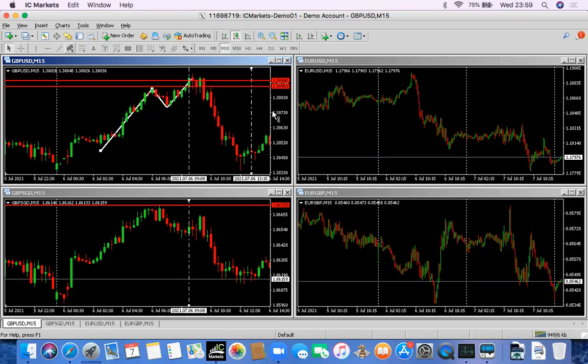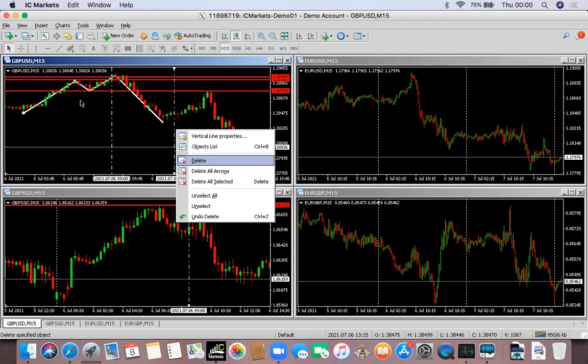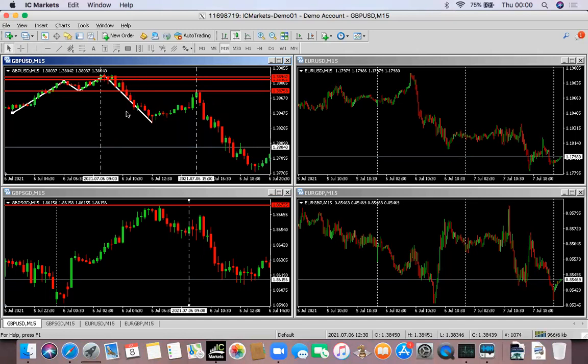Then it came back, and you could easily put your entry at this point, which was around 11, right? And then it went back to our entry during the New York session, and then came back down. So I took this trade right around the London session, which was 9 a.m. my time, which is right here. I took this trade here.